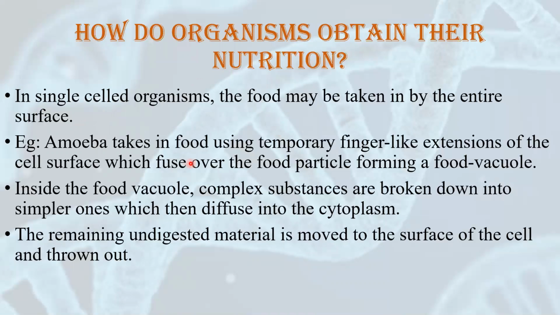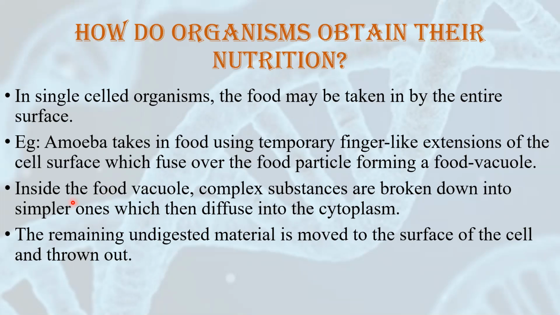Amoeba takes in food using temporary finger-like extensions of the cell surface which fuse over the food particle, forming a food vacuole. Can you tell me what this finger-like extension is called? It is called pseudopodia. Pseudopodia means false feet. What does amoeba do? It makes pseudopodia, extensions, and it engulfs the entire food particle. I'll show you the diagram, then you'll understand it very clearly.